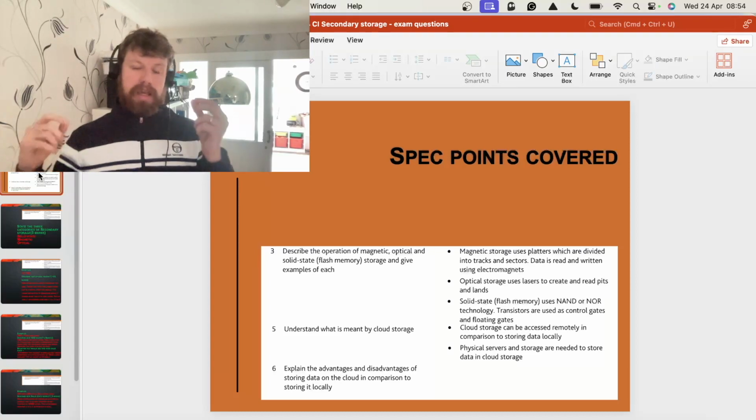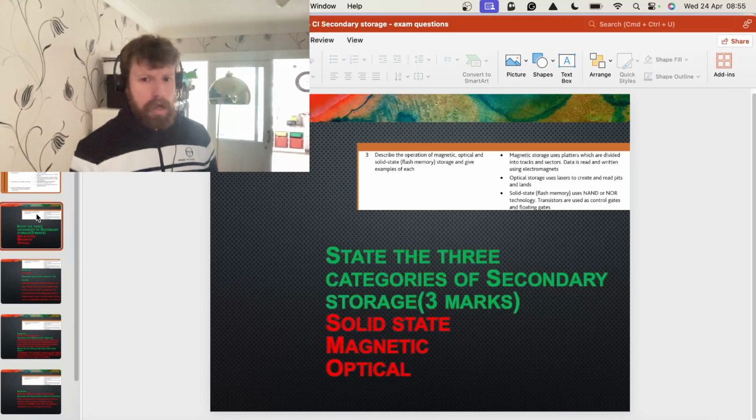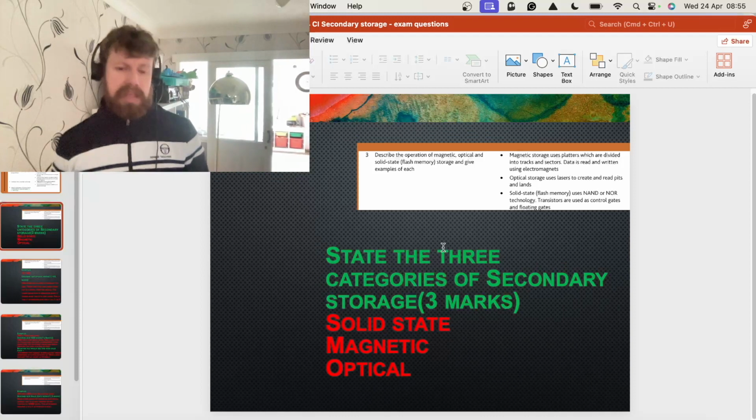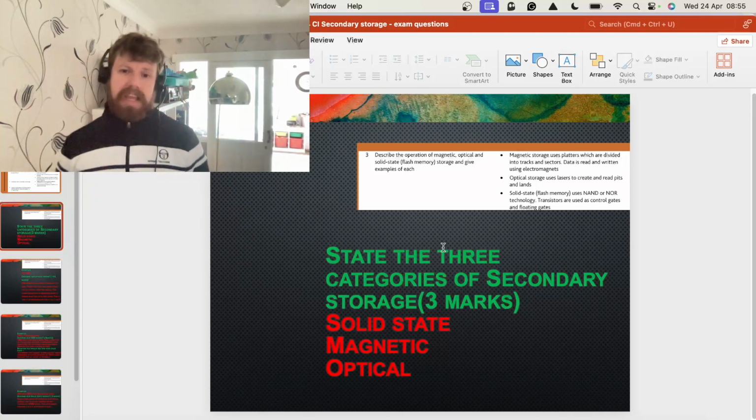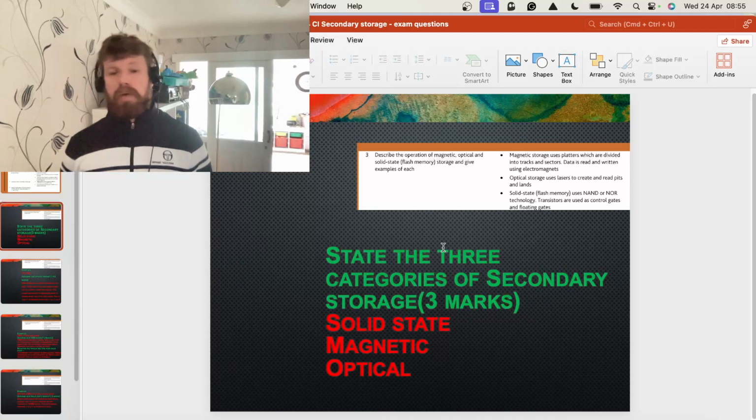So this is what we're going to be looking at today. It's to do with secondary storage, and it's going to be looking at magnetic, optical, solid state, the different categories. We're also going to be looking at cloud storage and the advantages and disadvantages of the cloud. So very quickly, the question that they could give you is: state the 3 categories of secondary storage, which is solid state, magnetic, and optical.